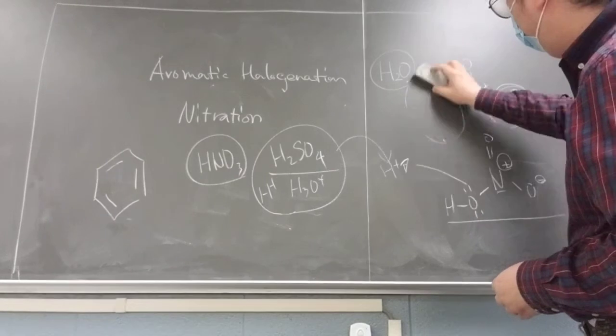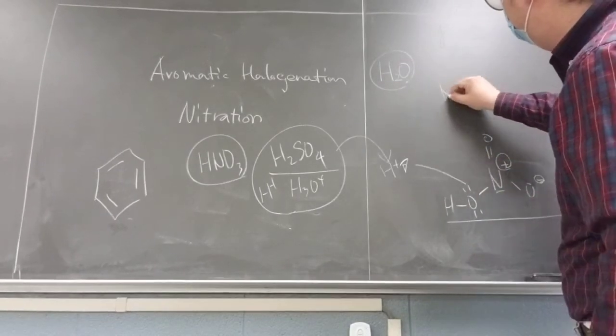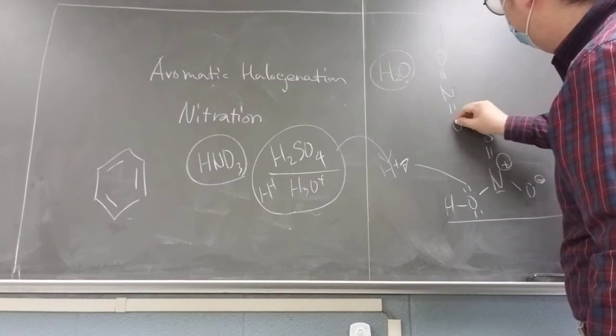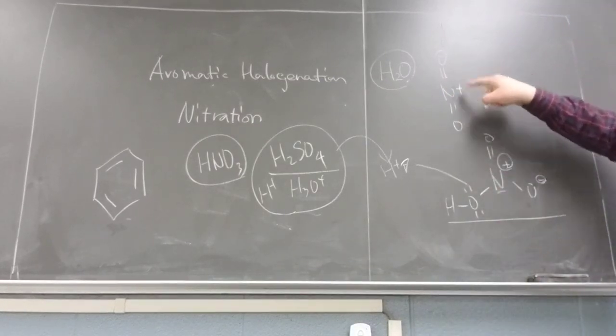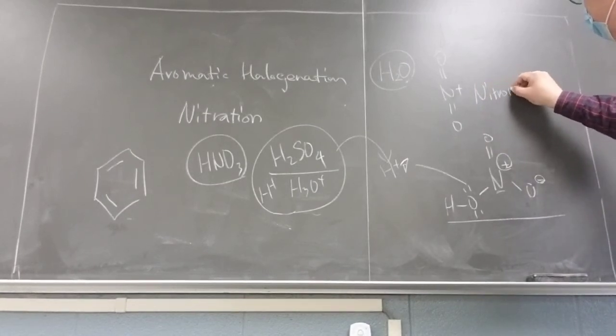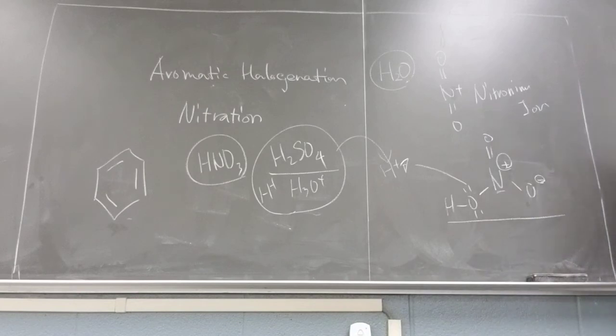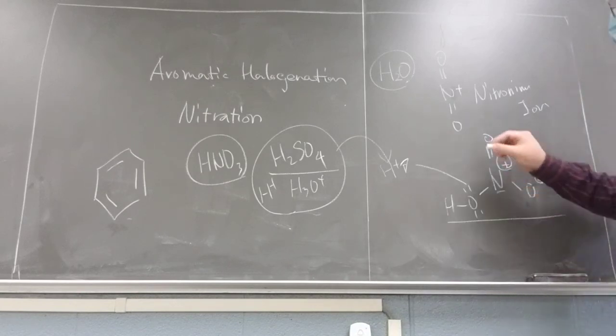So this is now water. It left already. And this one becomes this, because we have 2 double bonds now. So it becomes the nitronium ion. It's a positive charge. Makes sense, right? Good.